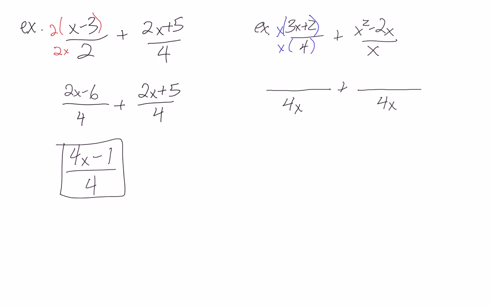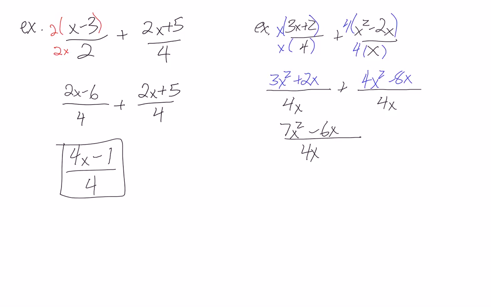So we would have 3x squared plus 2x on the top. And the second fraction, we've got the x already, so we just need to times it by 4. So when we do that one, we get 4x squared minus 8x when we multiply that out. So now we've got our common denominators, we're good to go. So our final step is to add the tops. So 3x squared plus 4x squared would be 7x squared. 2x minus 8x would be 6x. We've now combined it. We're done.